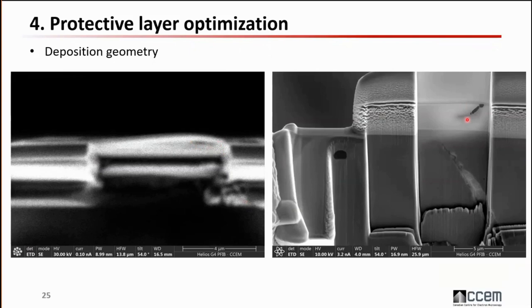For example, here I have my tungsten deposition at the bottom, and I have my carbon plus platinum. The reason is that I did my top layer deposition at 12 keV, and that introduced a lot of stress into my deposition. So here it means we probably need to think about a better geometry, like a thin layer of carbon and maybe a thick tungsten.